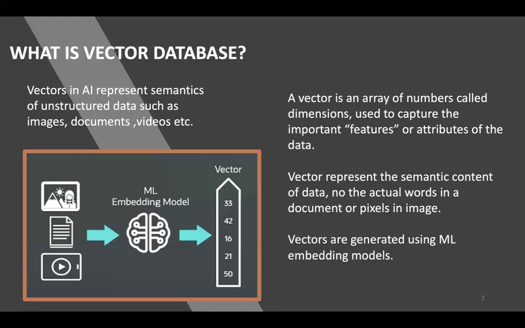I'm still not talking about Oracle 23 AI. I'm just explaining what vector search is and what a vector database is. Vectors in AI represent the semantics of unstructured data such as images, documents, or videos. Vectors can be generated using ML embedding models. So each piece of data can be put in an ML embedding model to generate its vector representation.